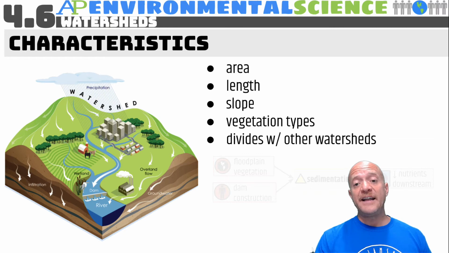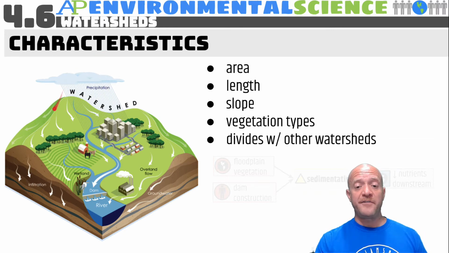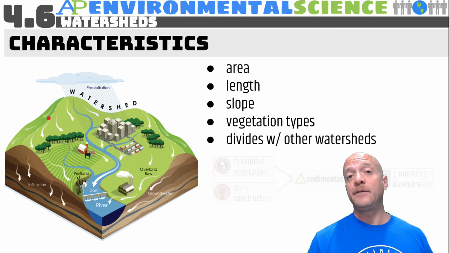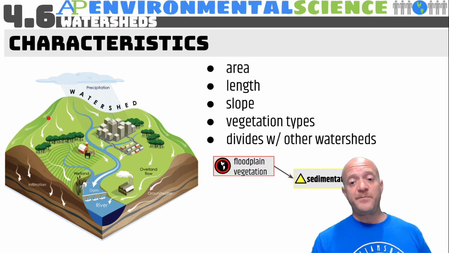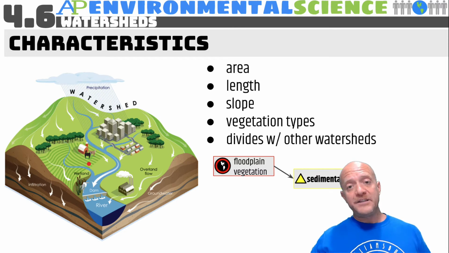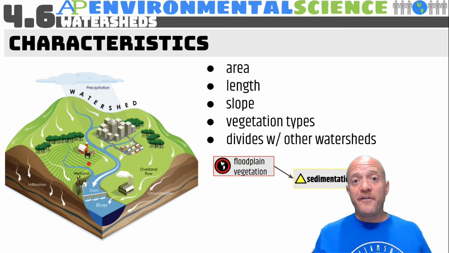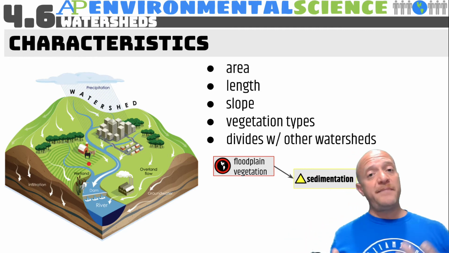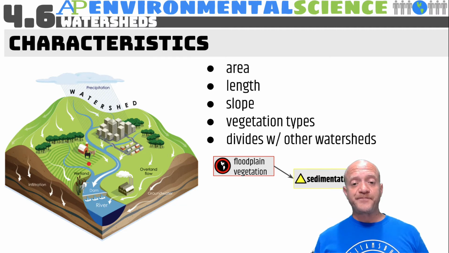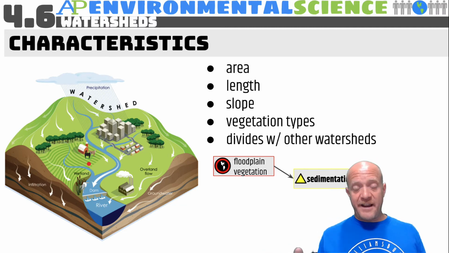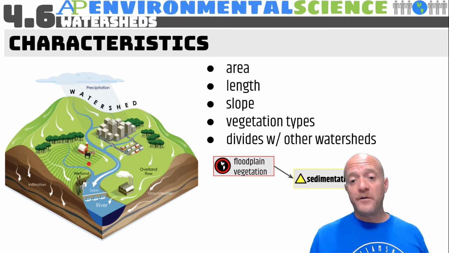And finally, the divides with other watersheds. So whatever geographical features are dividing one watershed from another, that can be something else that distinguishes the watershed. So sedimentation can be caused by the vegetation that's in the floodplain. And the floodplain is just the area of the river that encounters a flood. So when the river overflows its banks, maybe from melting snowfall in the spring or a heavy rain event, you'll have a floodplain, and that's the area where the river overflows.